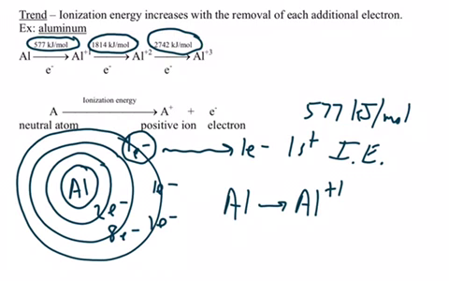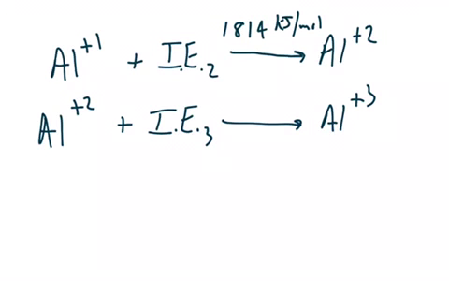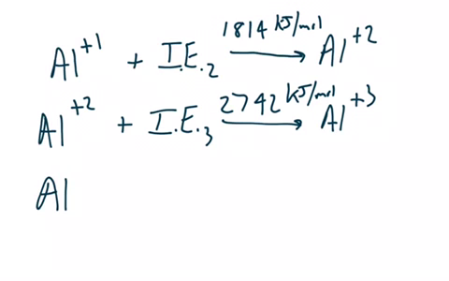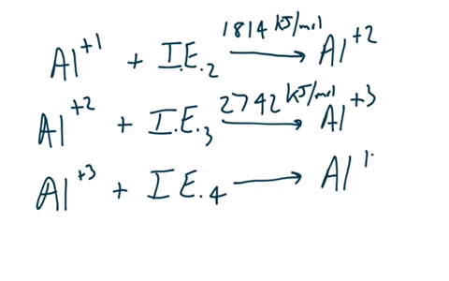It's 2,742 kilojoules per mole. So notice how the trend continues. Now, here's where it gets interesting. If you notice, I'm going to go ahead and remove a fourth. And aluminum will become plus 4.